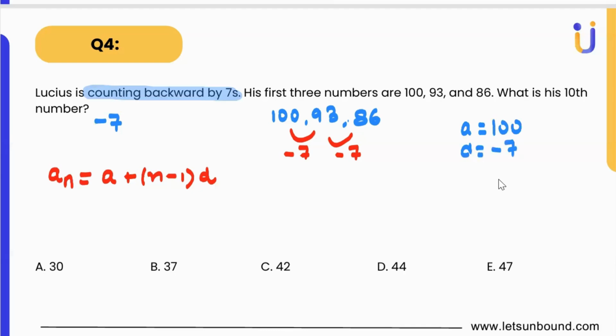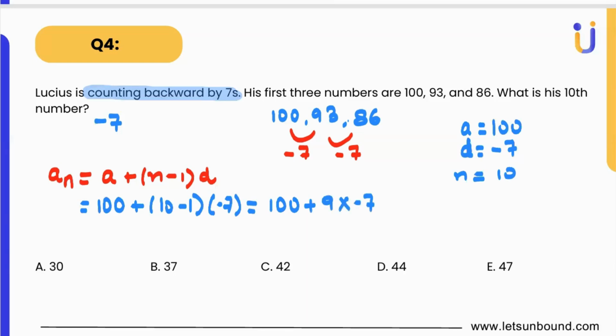Now, because the question says that I want to find out the 10th term, my n is 10. To solve further, I will just substitute these values in my formula. 100 plus (n minus 1), which is 10 minus 1, times minus 7. Now if I solve for it, it is 100 plus, because 10 minus 1 is in brackets, I will subtract that first, 9 times minus 7, which gives me 100 minus 63, which gives my answer as 37.